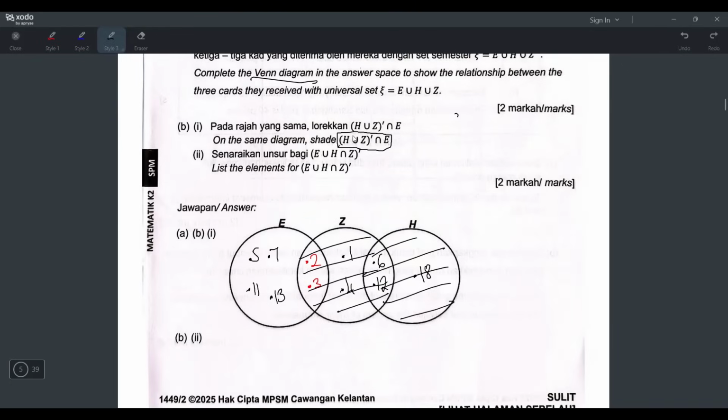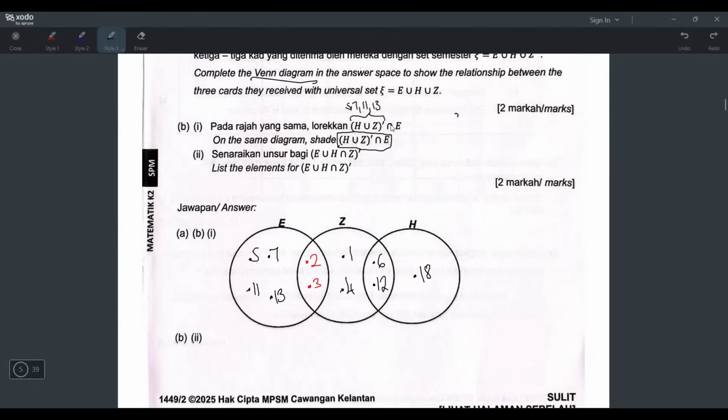Okay. Tapi dia kata bracket H union Z complement. That means you kena ambil everything except this. So when you take everything except this, your answer will be left with 5, 7, 11, 13. So tell me what is the answer for this? 5, 7, 11, 13. Because H union Z is here, and then the bracket complement becomes 5, 7, 11, 13.